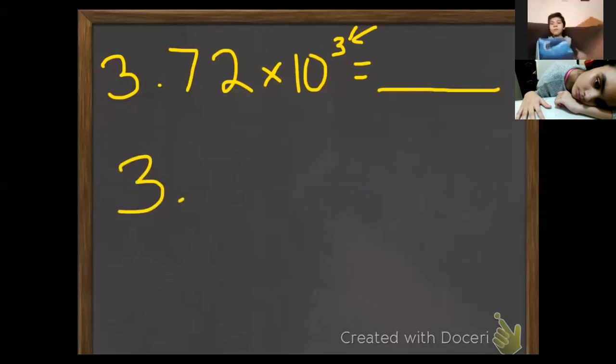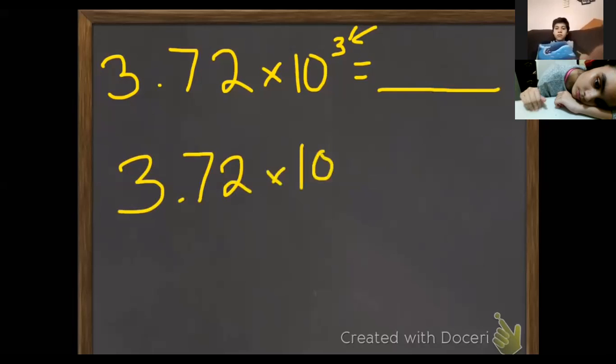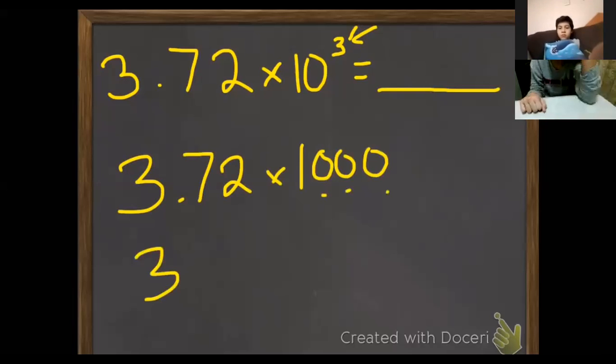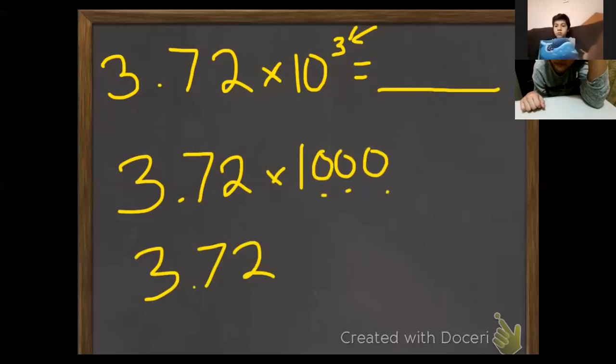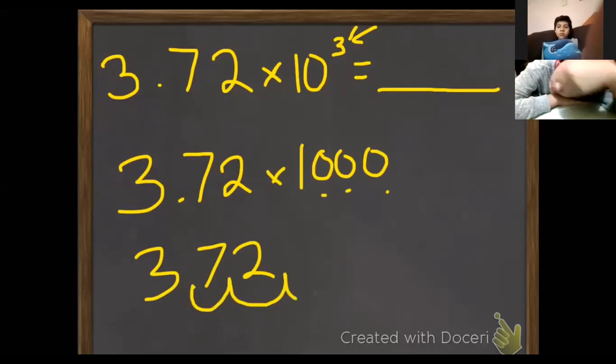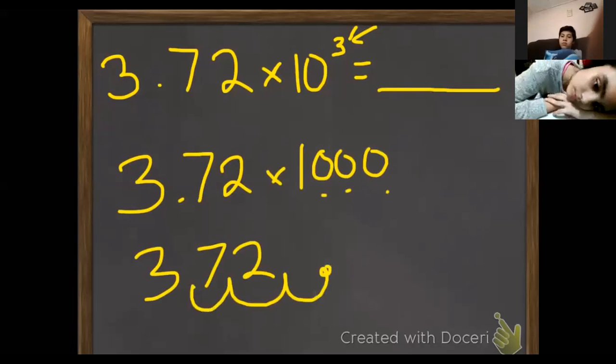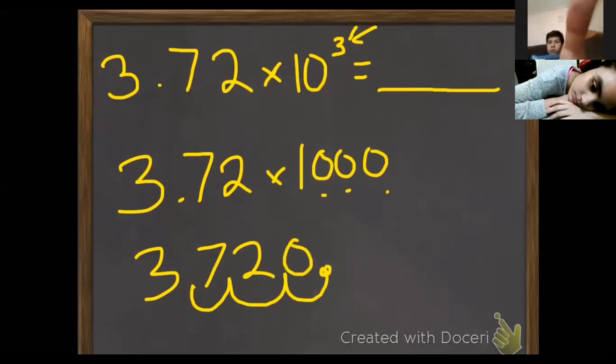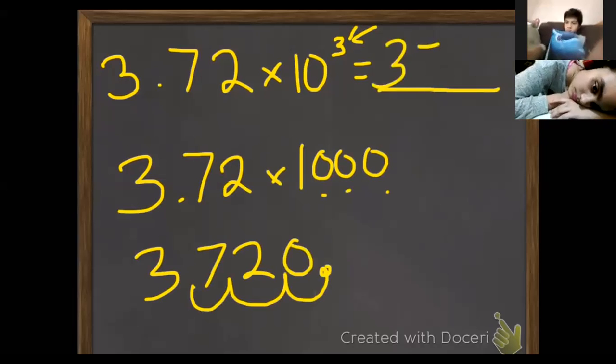So 372, we know times 10 to the third is a 1 with 3 zeros behind it. So we can still see 1, 2, 3 zeros, 3 in the exponent, that's those 3 shifts. So we're going to take 372 and shift to the right 3 times. 1, 2, and 3. We've created an empty place value position, and all we need to do is fill in a 0 there for a final answer of 3,720.